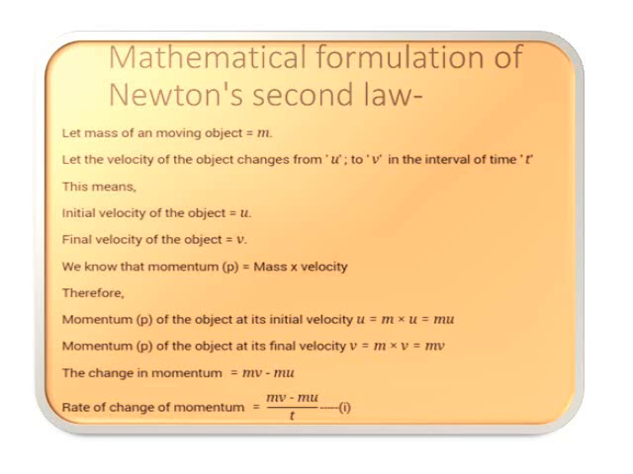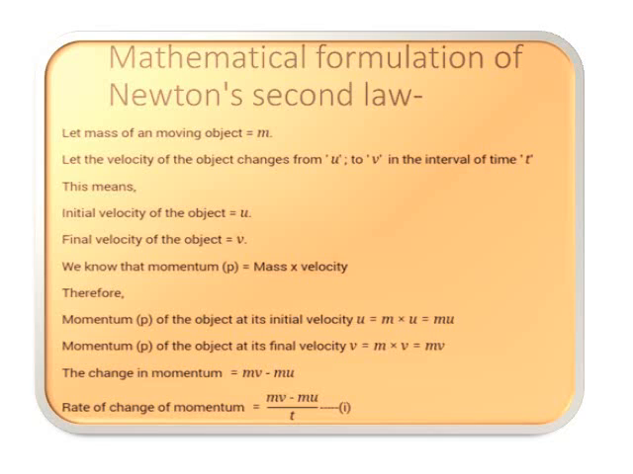Children, we are going to derive an expression for Newton's second law of motion. Let us take a body of mass m, moving with an initial velocity u, so that after some time t, it reaches some final velocity v. See the slide. Let the mass of the moving object be m. Let the velocity of the object change from u to v in the interval of time t seconds.